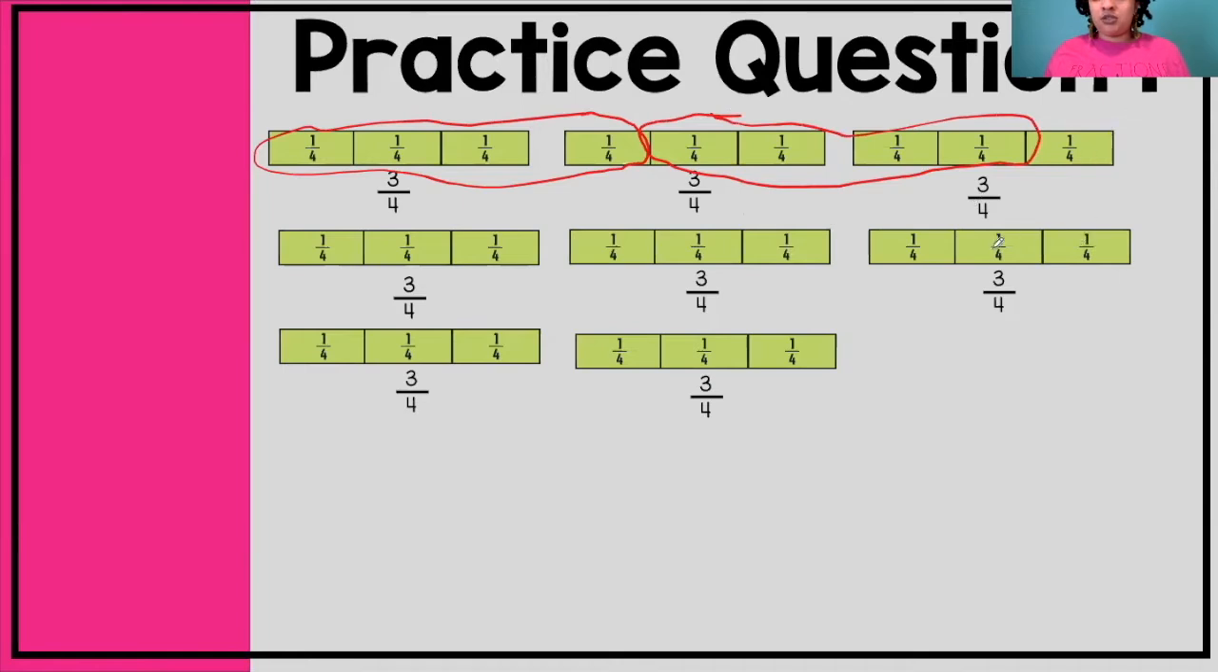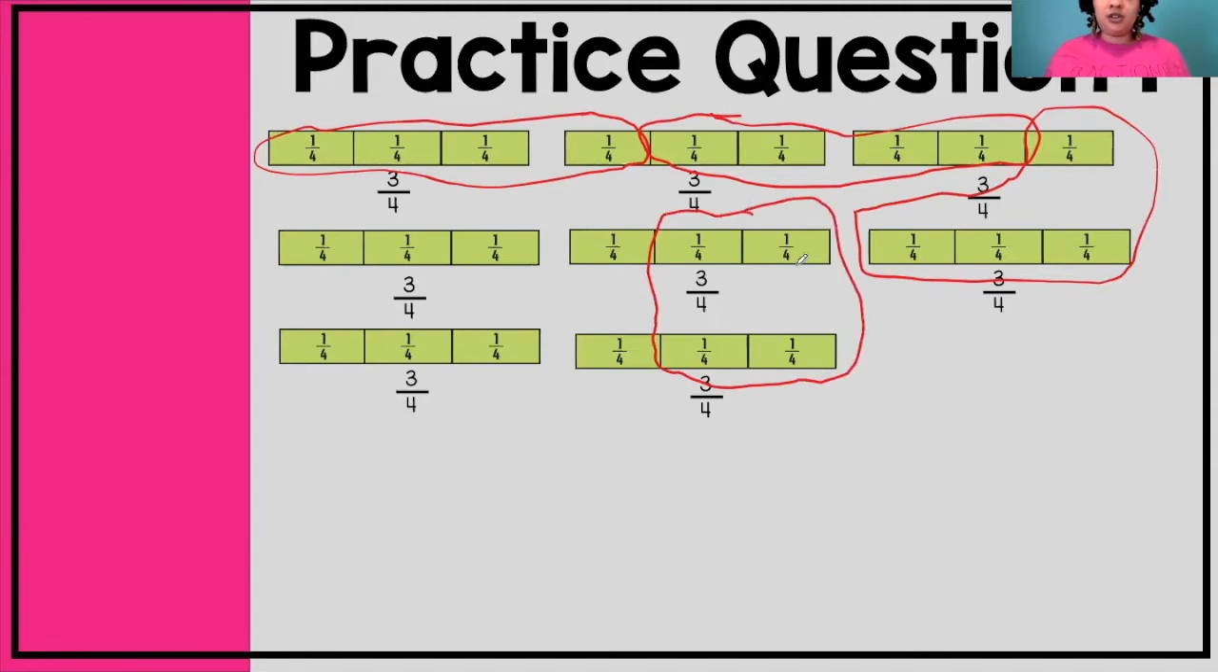Here's 1, 2, 3, 4. That's another 1 whole. Here's a 1, 2, 3, 4. That's another 1 whole. Here's a 1, 2, 3, 4. There's another 1 whole. And 1, 2, 3, 4. There is another 1 whole.